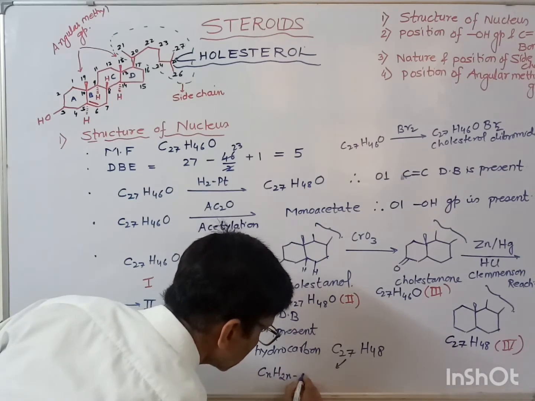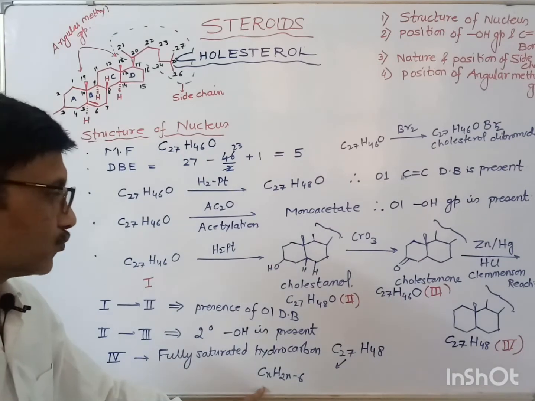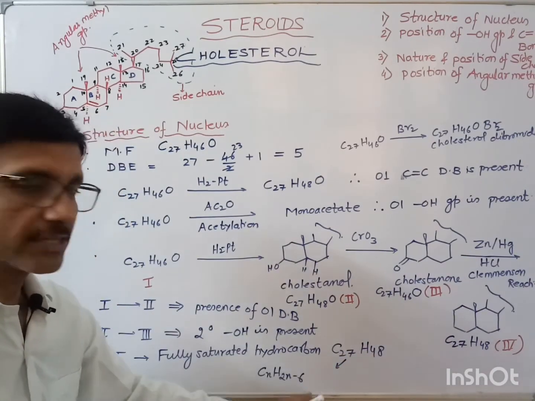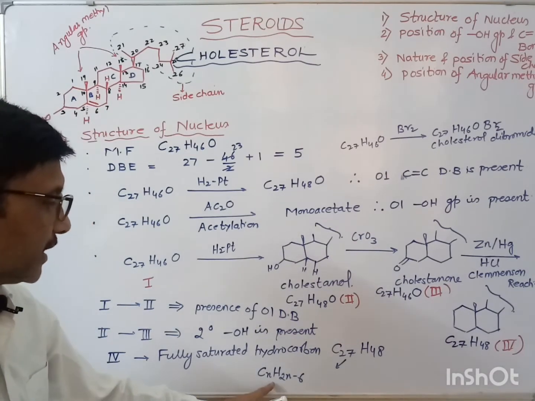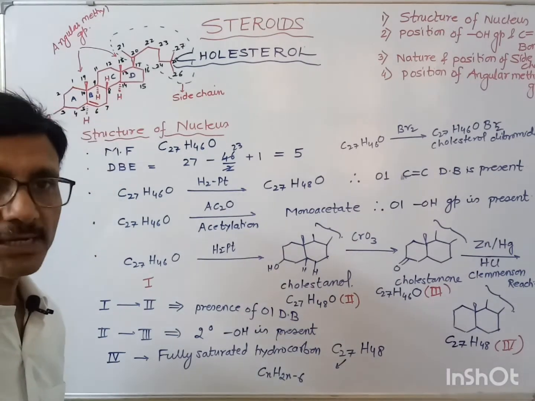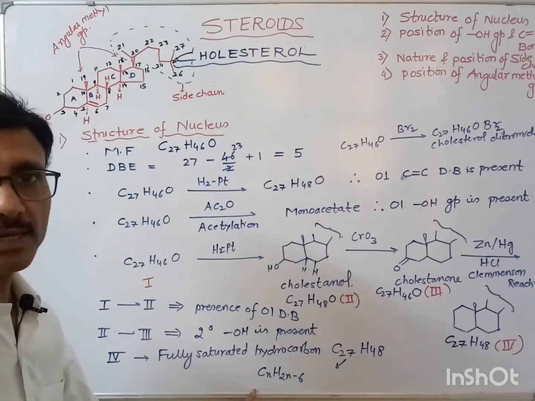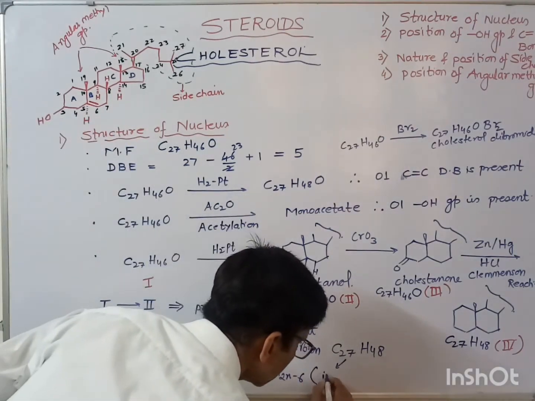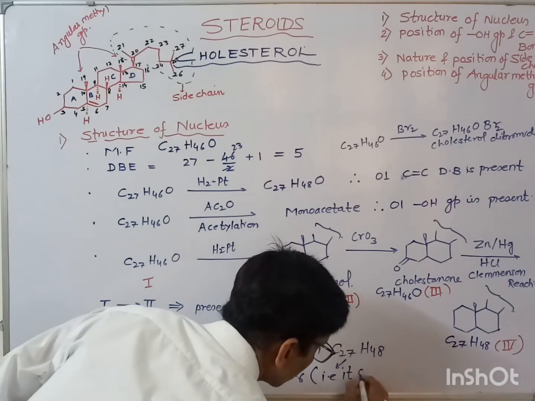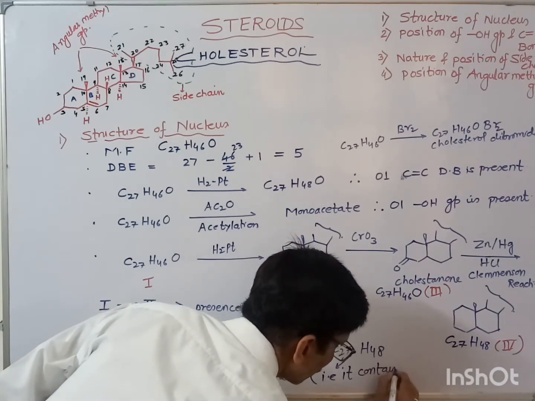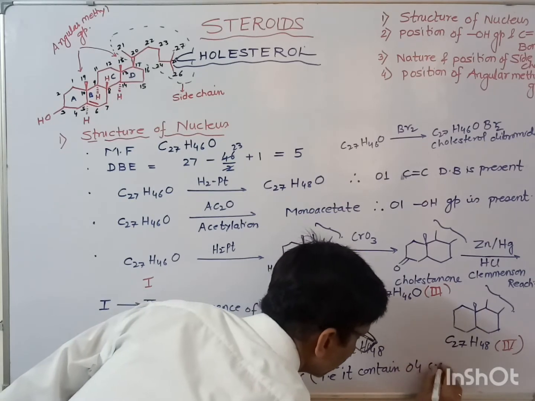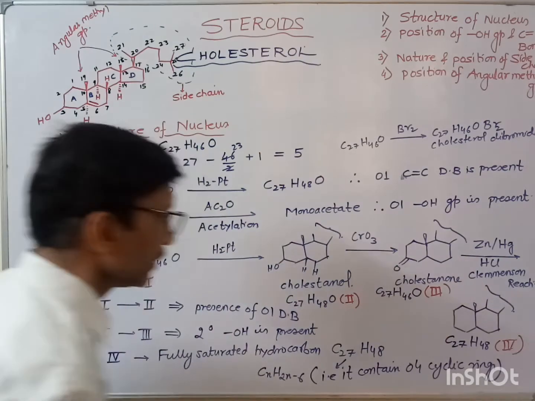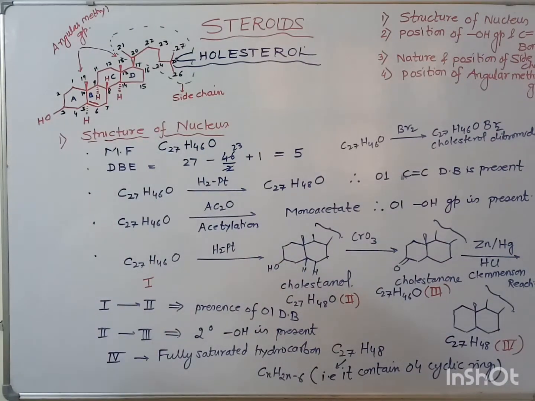CnH2n minus 6 means 56 minus 48, that is CnH2n minus 6. This general formula corresponds to the tetracyclic nature of cholesterol. It means it contains 4 cyclic rings. So these are the conclusions which are drawn from here.